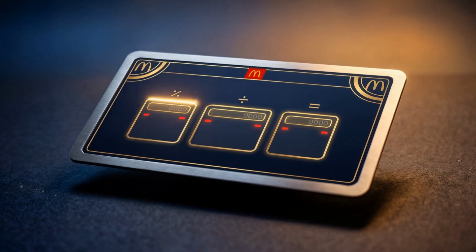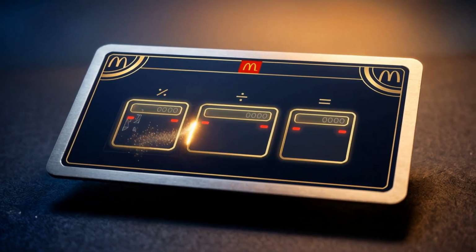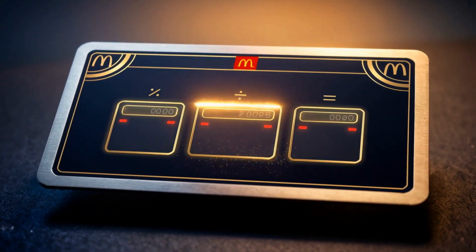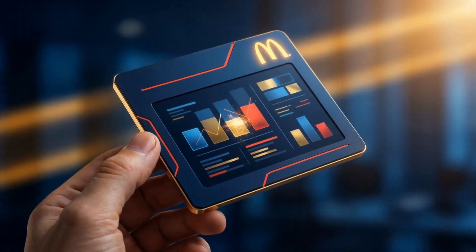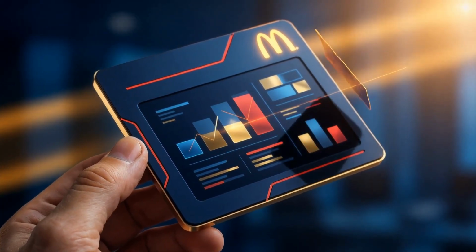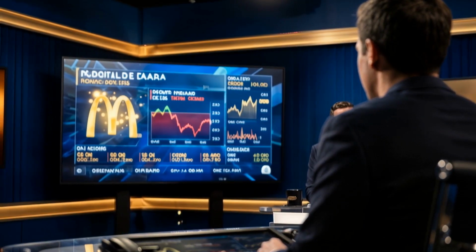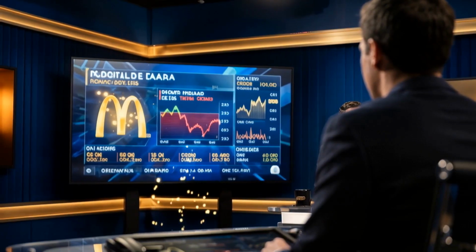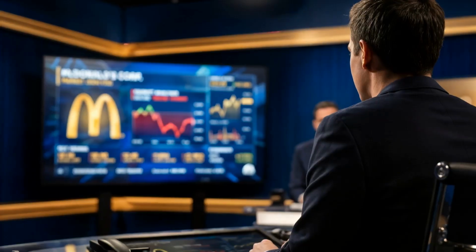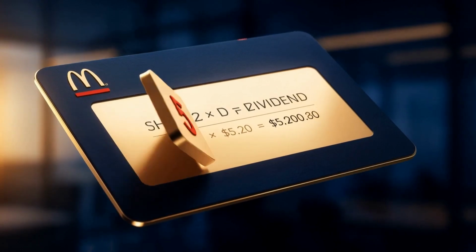The formula for calculating how many shares you can buy is simple. Shares equals investment divided by P. So if you invest $1,000 and the share price is $250, you'd get 4 shares. Some brokers let you buy fractional shares, which means you could own 4.5 or 4.75 shares instead of just whole numbers. Once you know your share count, multiply it by D to get your annual dividend income.